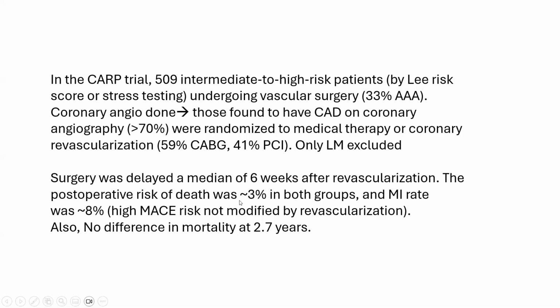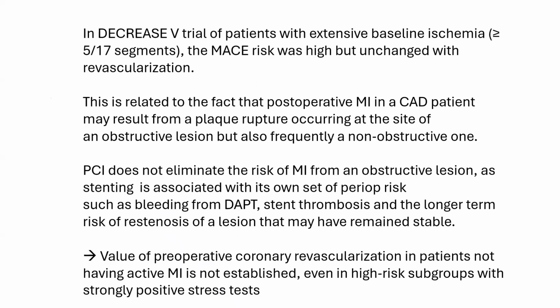The post-operative risk of death was similar in both groups, revascularized or not, 3%. And the MI rate was high, 80% in both groups. There was a high MACE risk not modified by revascularization. In fact, there was not even a difference in mortality at 2.7 years. There is another trial, the DECREASE V trial of patients with extensive baseline ischemia on stress testing. In those patients, revascularization versus no revascularization, the MACE risk was high, but unchanged between both groups.